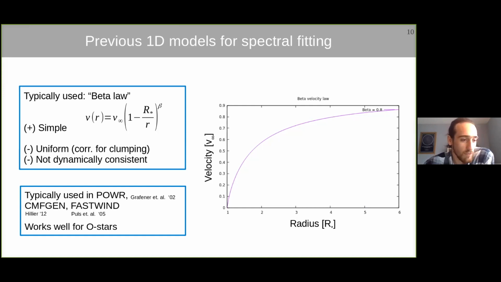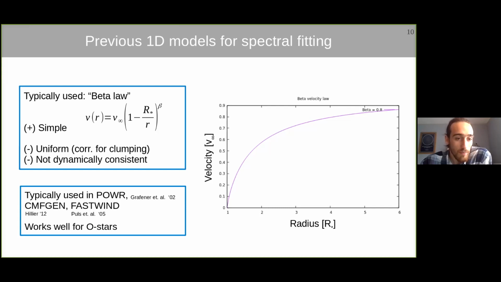So I've plotted the beta law here. As a function of radius, we can analytically say how high the radial velocity of the wind is, here on the plot on the right. And if we have a velocity profile and a mass loss rate, we can also infer a density structure, and that allows us to then compute its effect on the synthetic spectral line that we generate from this.